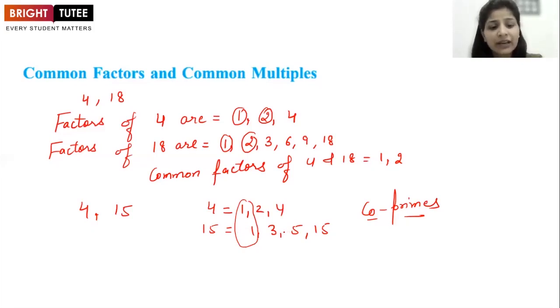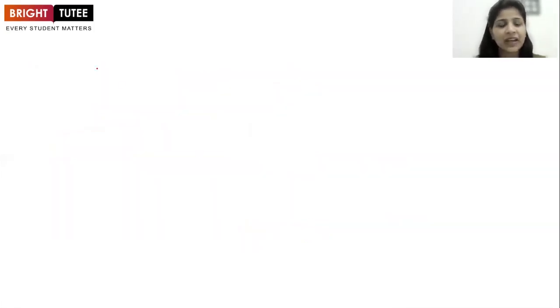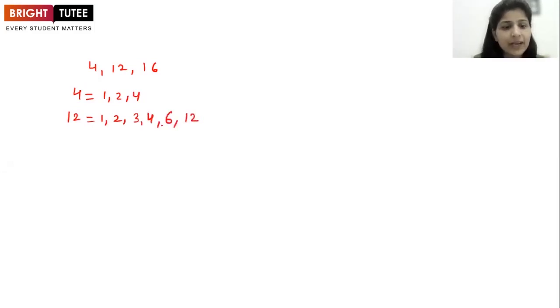Clear? Now can we find out the common factors of more than two numbers? Yes, obviously we can. If I take the numbers 4, 12 and 16, I have taken a triplet. There are three numbers. If I have to find the common factors, meaning the factors which will be there in all three of them: factors of 4 are 1, 2 and 4. Factors of 12 are 1, 2, 3, then we have 4, after that we can write 6 and 12.